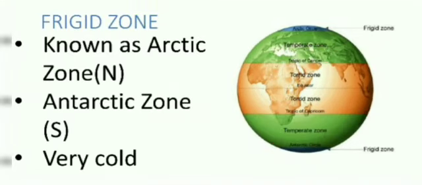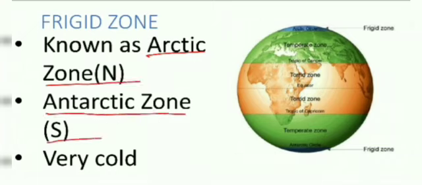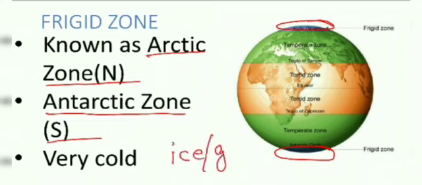The last zone is the frigid zone. This zone is known as the Arctic zone in the Northern Hemisphere and Antarctic zone in the Southern Hemisphere. These two regions are very cold, and therefore we find ice and glaciers in this region, and therefore we call these two regions the polar region.